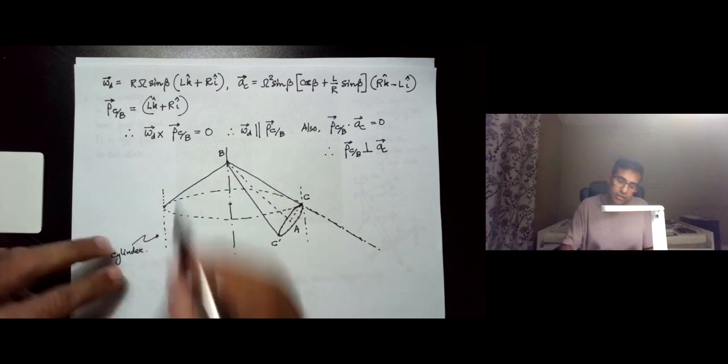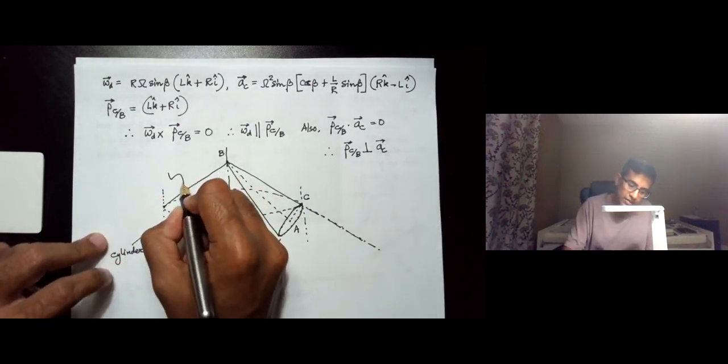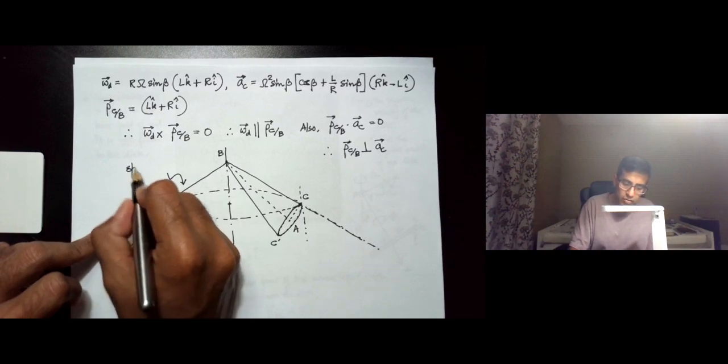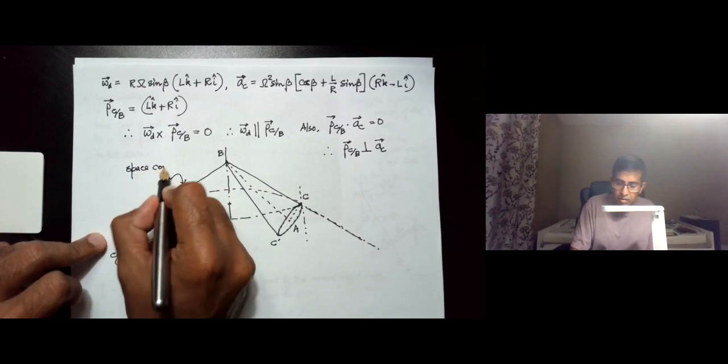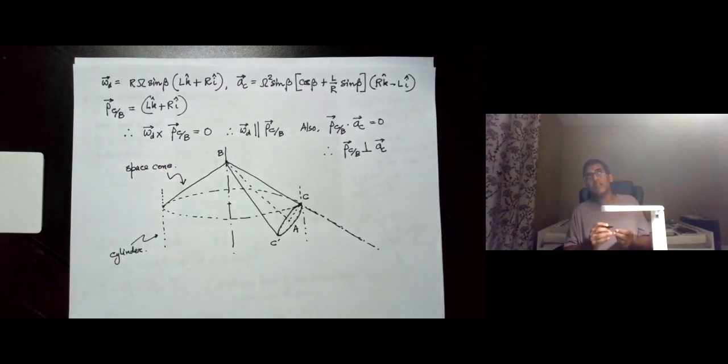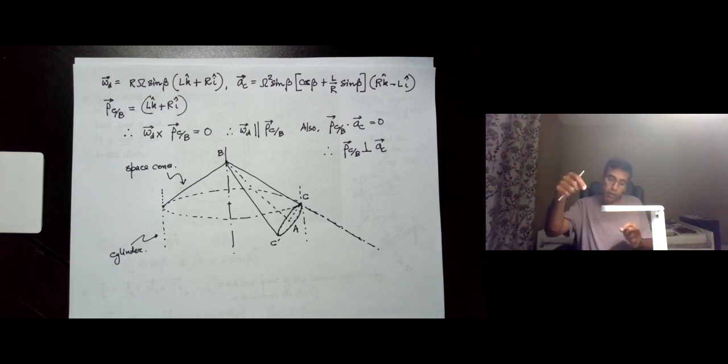And that cone is referred to as the space cone, because it is not really a physical cone, it is a conceptual cone that is being formed with respect to that point B by joining the point B with all the points of contact on the inner surface of the cylinder. That's how we get the space cone.